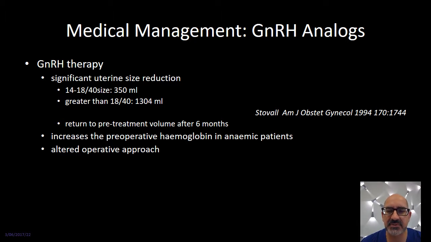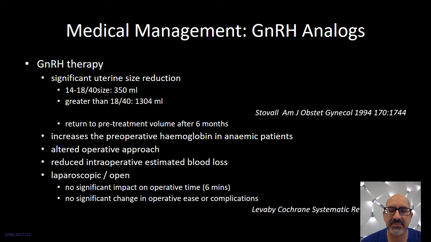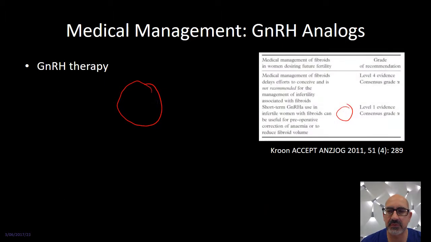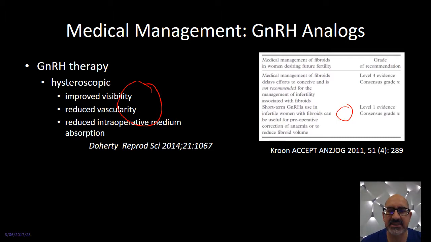It is very useful in terms of maintaining hemoglobin in anemic patients, and it may alter the operative approach, so that you may go from an abdominal procedure to a vaginal hysterectomy procedure or a laparoscopic approach. There is a reduced intraoperative estimated blood loss, and in terms of laparoscopic or open procedures, there's no significant difference between those based on view. Our ACCEPT statement clearly acknowledges the role of GnRH therapy, and we have level 1 evidence that this is appropriate treatment in some women.